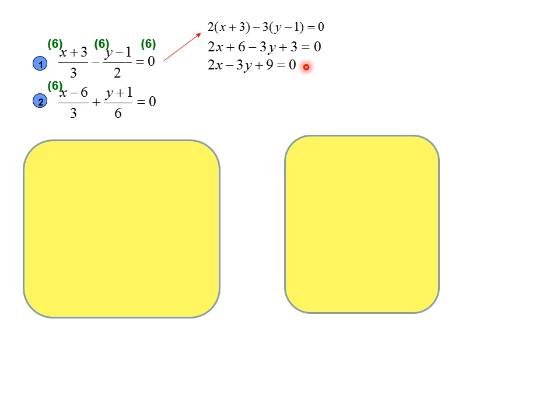So there we have one of our equations all tidied up and ready to go. And that was quite a bit of work. That was 3 steps there. So here we're going to do the same thing to the second equation. I'm going to multiply through by 6.